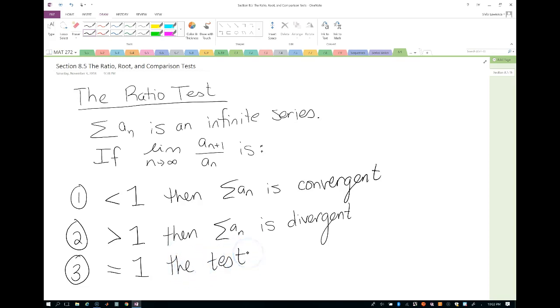And the fact that the limit equals 1, meaning the test is inconclusive, that doesn't mean that that's our answer. Our answer is not the ratio test is inconclusive. If we perform one of our series tests and it's inconclusive, that means we need to try a different test.